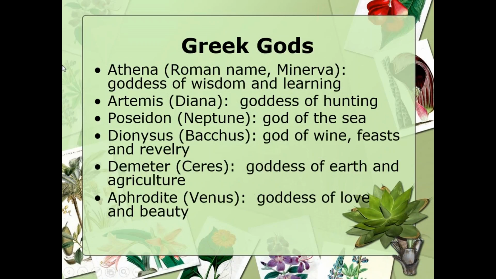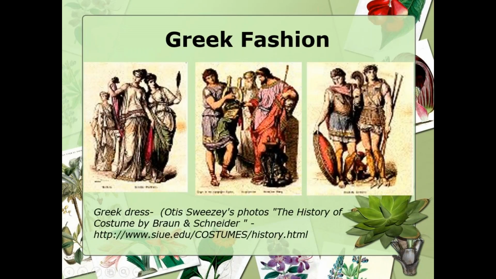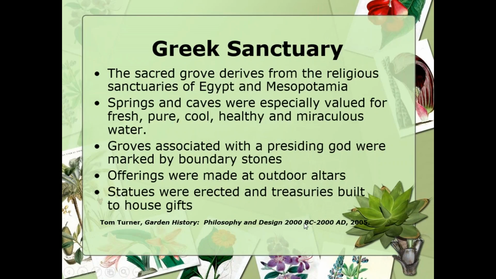So here's just a listing of the Greek gods: Athena, Artemis, Poseidon, Dionysus, Demeter, Aphrodite, and each of them had their own place assigned to them. So here's Greek fashion at the time, and this is an interesting link that you could visit to see how that comes into play.